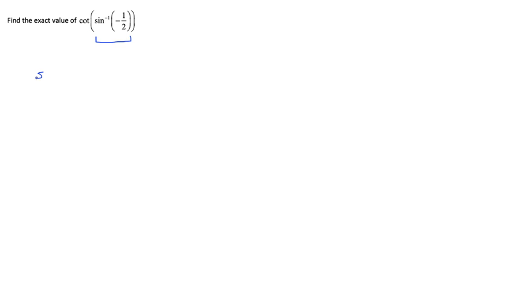Remember, sine inverse of negative 1/2 is equal to some angle. Actually, this angle right here. So really what we're finding is the cotangent of theta. But theta is given by this: the sine of theta is equal to negative 1/2. So there's a couple ways to do this.